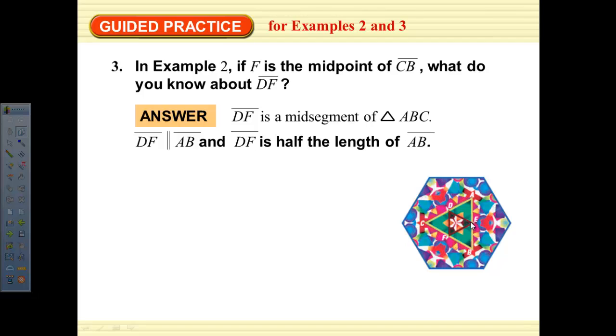We would also know, since E is the midpoint, we could also say that EF is a midsegment of the triangle, and that EF is parallel to AC, and we could also say that EF is half of AC. So those are all things that we could say.